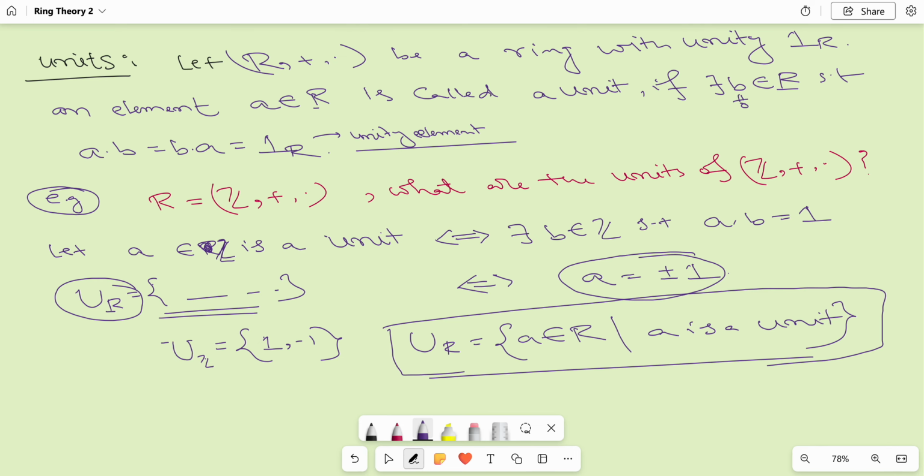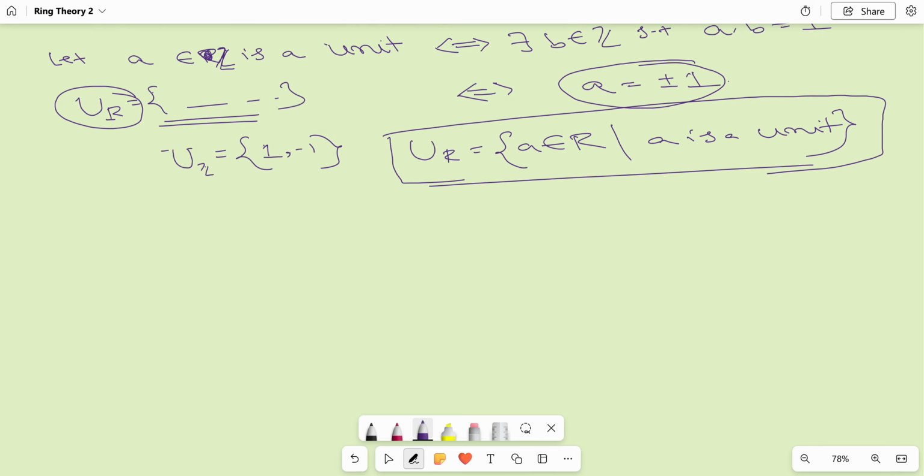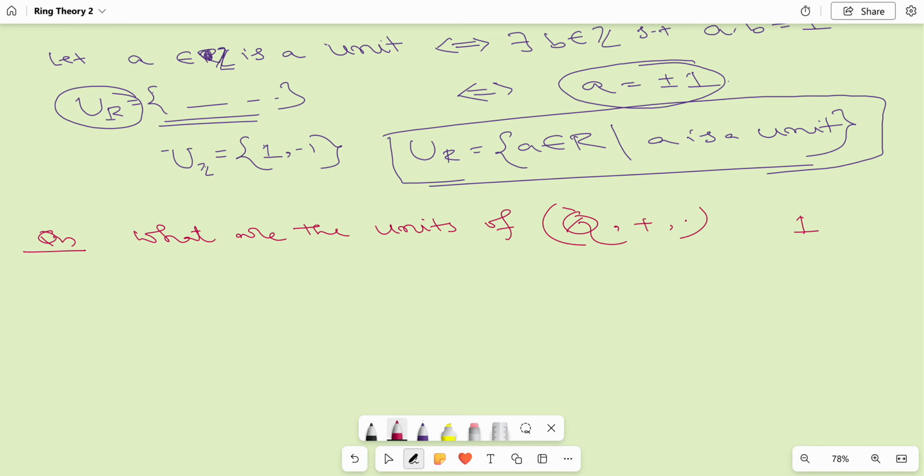So now I am asking you one more question. What are the units of Q, plus, dot? You verified that Q, plus, dot is a ring, right? In fact, this is a commutative ring, and this has a unit element 1_R. So this is actually a commutative ring with unity. You can definitely talk about the units of them, right? So what are the units of Q, plus, dot?